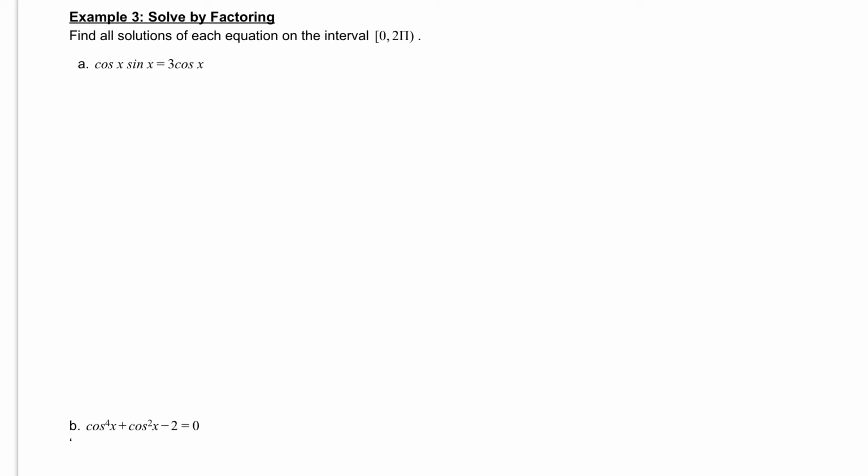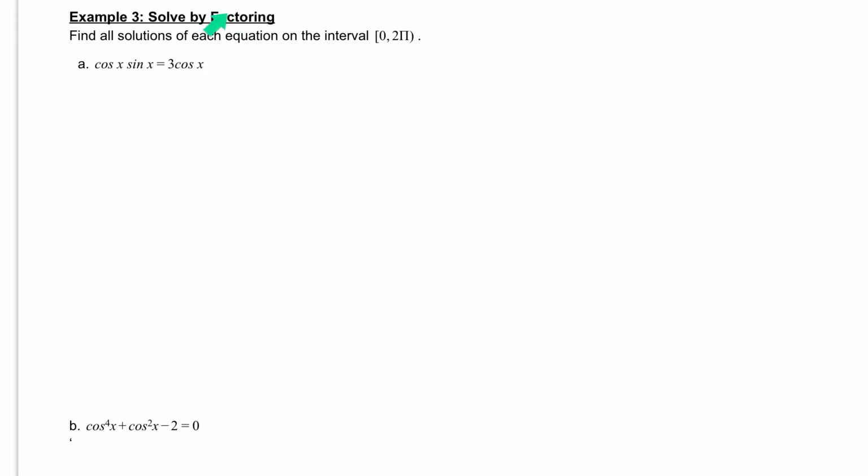In example 3, we want to find all solutions of each equation on the interval from 0 to 2 pi. So it's going to be slightly different in terms of our answer from the last couple of examples. The last examples we wanted all possible solutions, so we added on that 2n pi, or that pi n if it was a tangent or cotangent. But this is just asking us to list all the possible solutions in the first 4 quadrants. So you're going to have to consider all 4 quadrants, and you're not adding anything onto it.